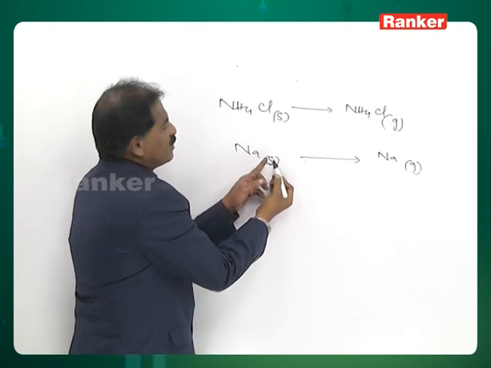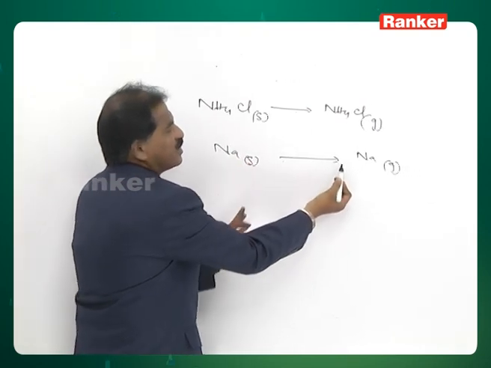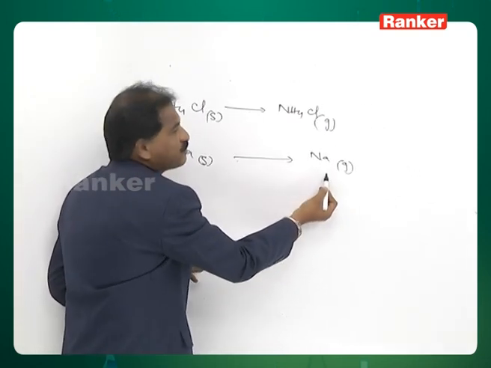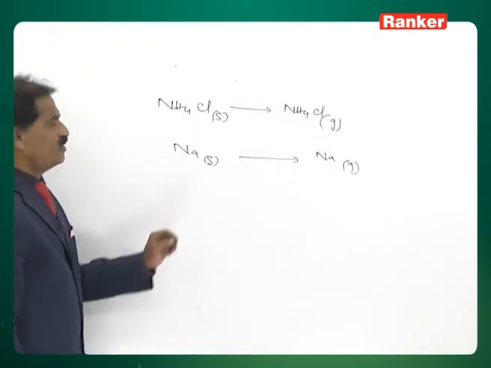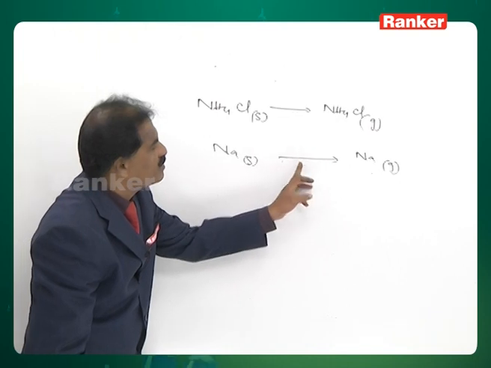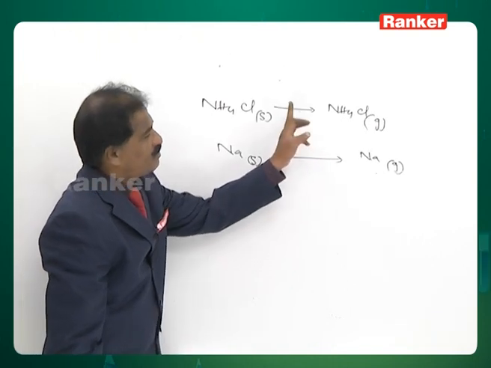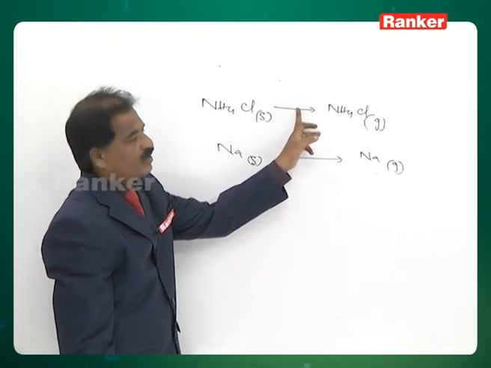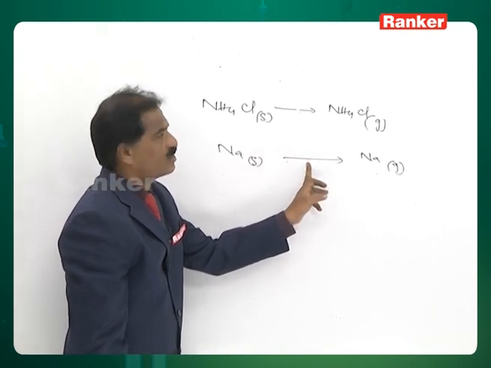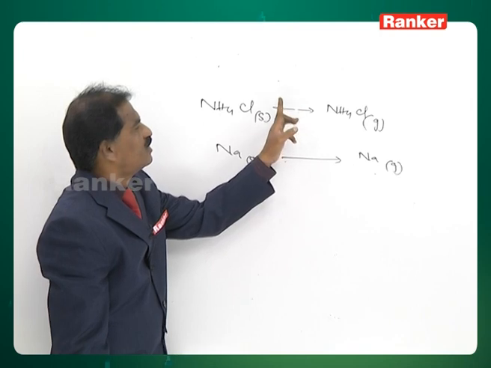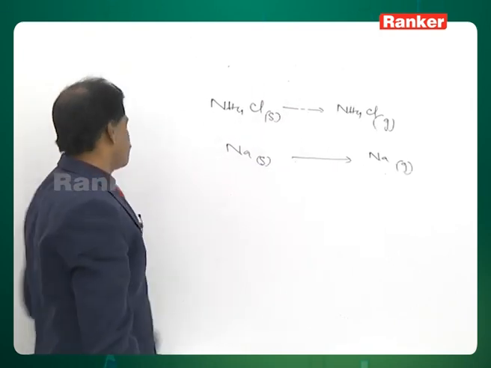But here during sublimation we are getting the independent atoms. Here during sublimation we are getting independent molecules. Hence, this sublimation can also be called atomization, but the sublimation of ammonium chloride is not called atomization. Therefore, here heat of sublimation and heat of atomization are the same. Here heat of sublimation and heat of atomization are different.